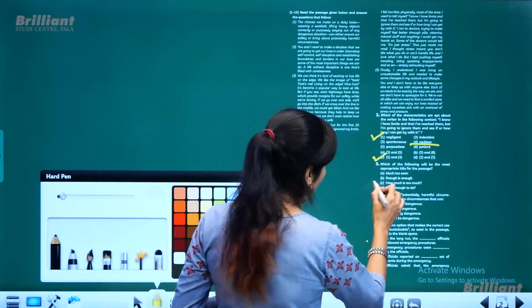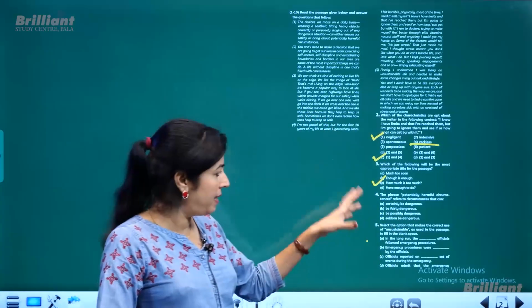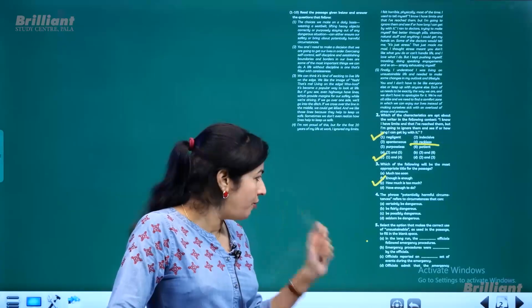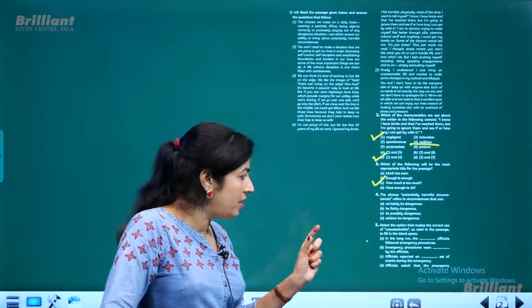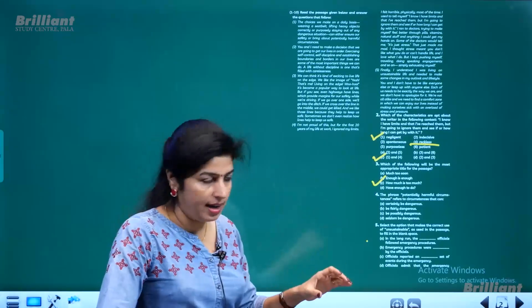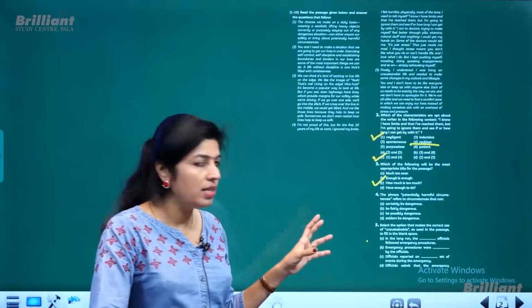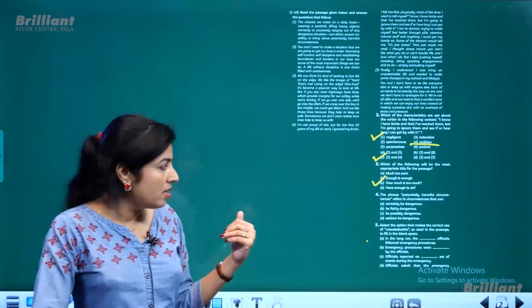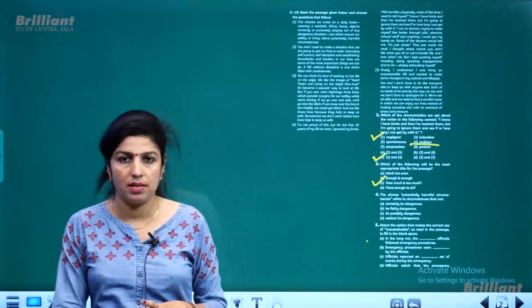Okay, so I'll just put a tick mark for the correct answer. Now the next question based on the same passage is: the phrase "potentially harmful circumstances" refers to circumstances that can... Now find out which is the correct option, or what it means. See, the phrase given to us is "potentially harmful circumstances."